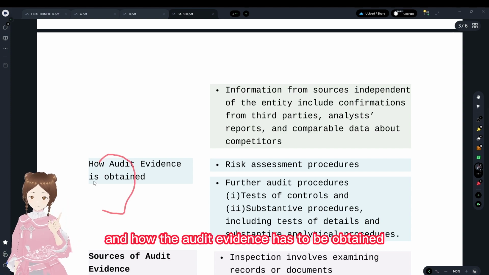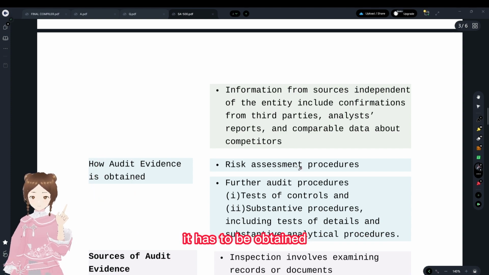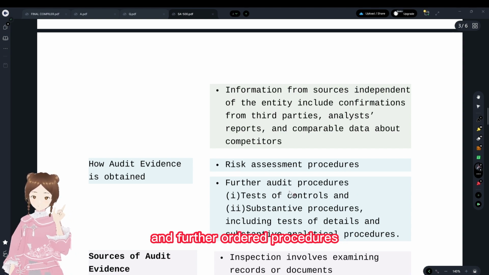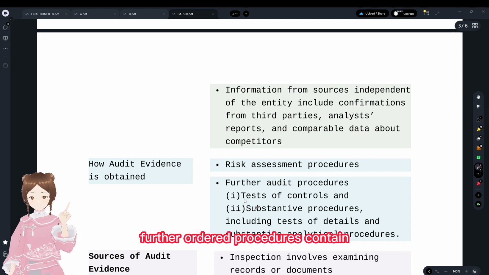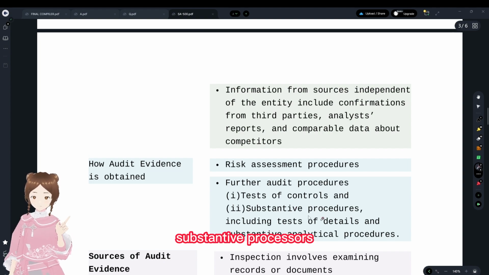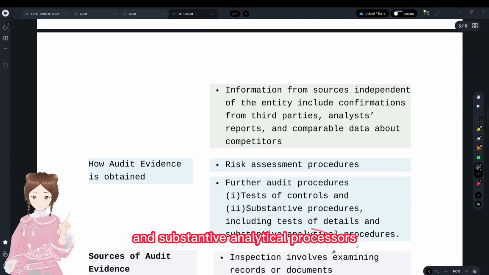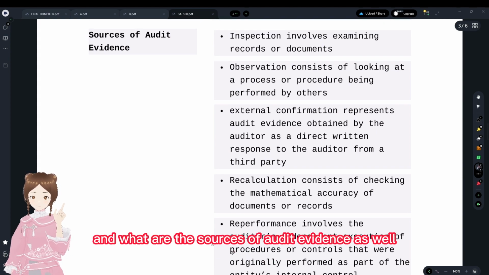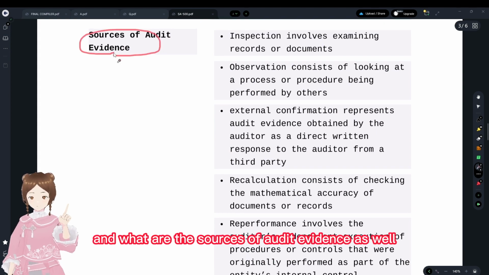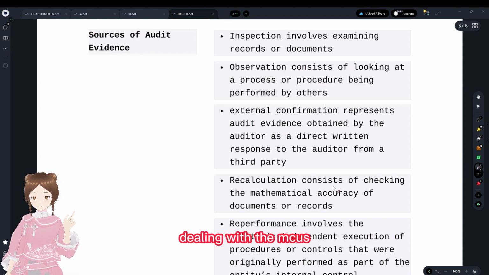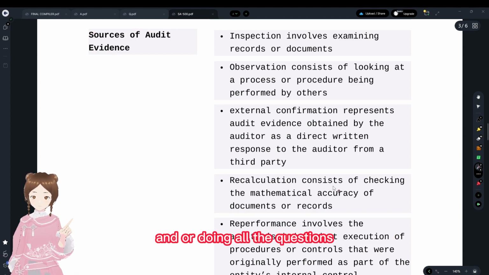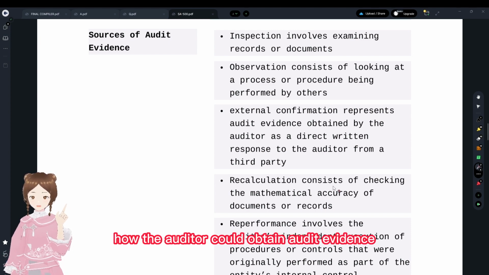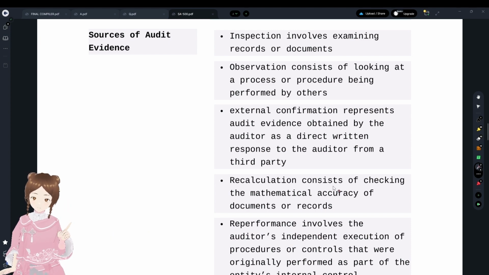And how the audit evidence has to be obtained: it has to be obtained from the risk assessment procedures and further audit procedures, which contain tests of control, substantive procedures including tests of details, and substantive analytical procedures, which we have discussed prior. And what are the sources of audit evidence, as while dealing with the MCQs and doing all the questions, how the auditor could obtain audit evidence?